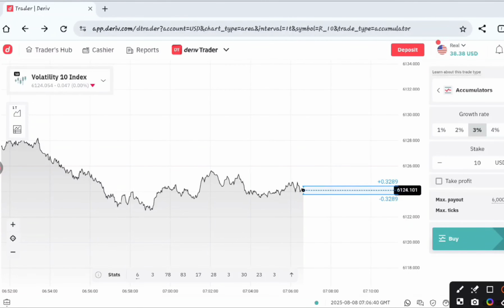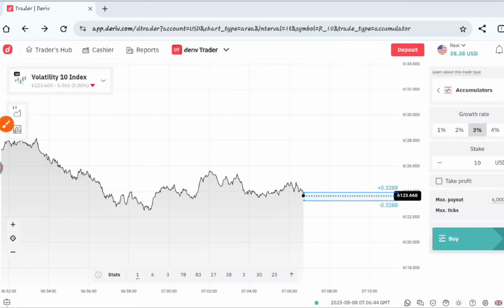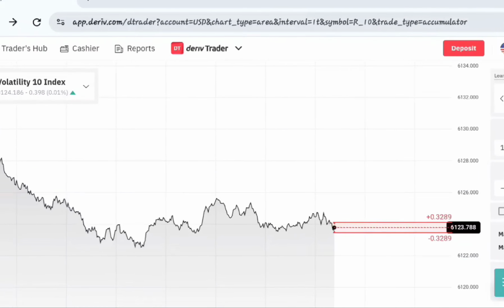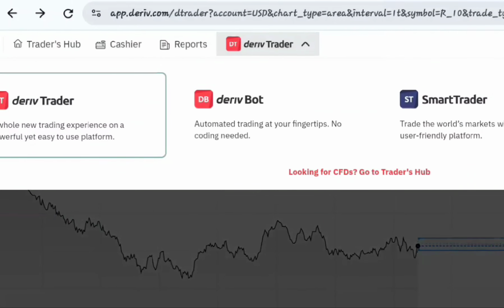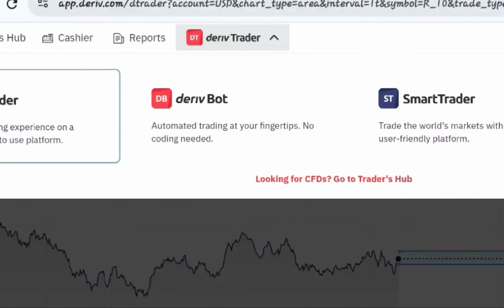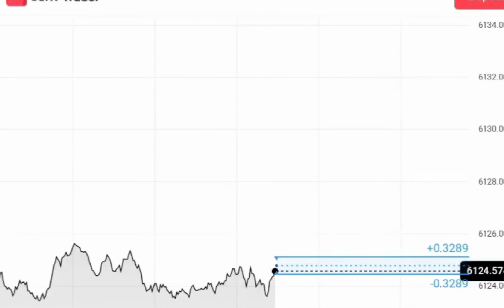If you don't have money yet to deposit, you can create a demo account and then see how it works. So first of all, you want to come to this website and click here where it says Deriv Trader. If I click here, you are going to see three options: the Deriv Trader, the Dbot, and the Smart Trader. I want to click where it says Smart Trader.